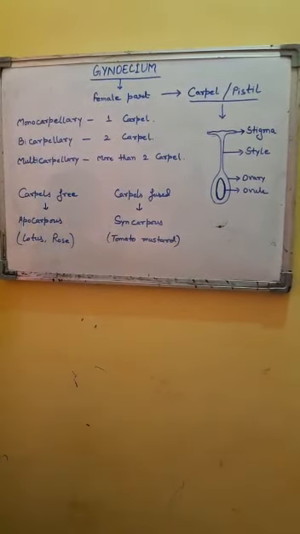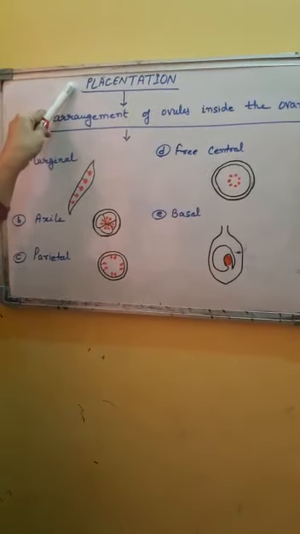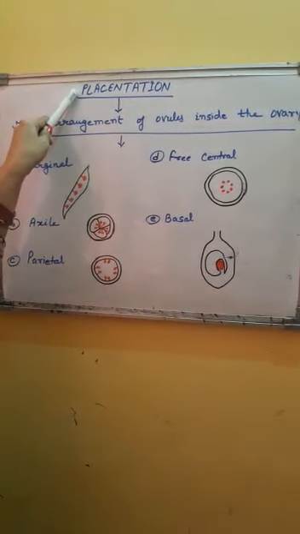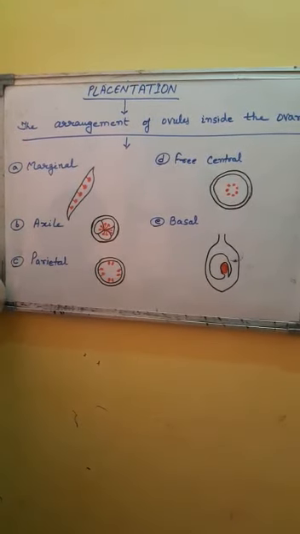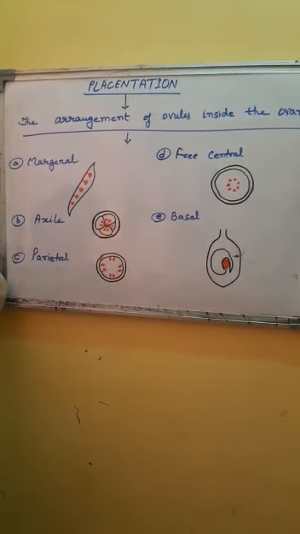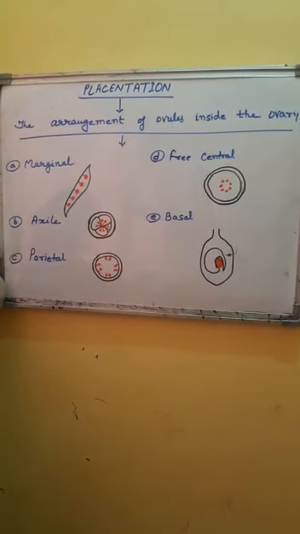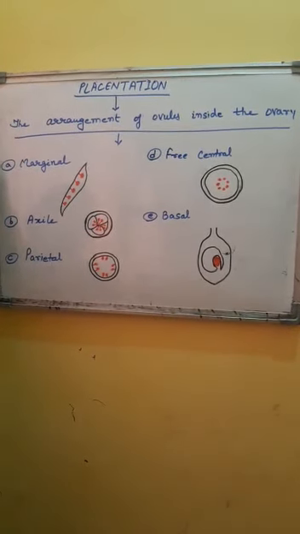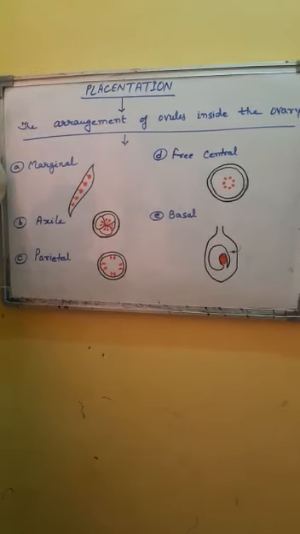Now let's study about placentation. The ovary of the gynoecium bears ovules. A single ovary may bear a single or many ovules. These ovules remain attached to the ovary wall at a place called placenta.